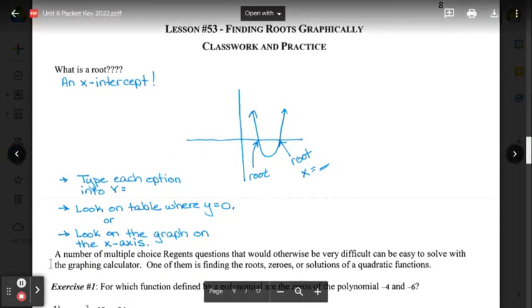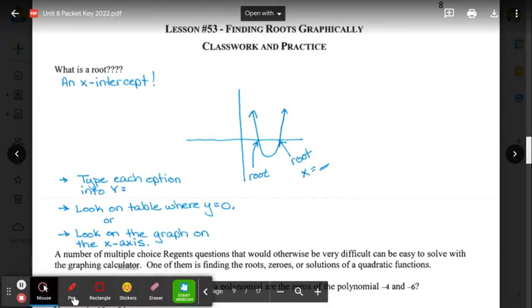So the first section, what is a root? Not much changes in algebra, but they do have a lot of vocabulary for the same thing. It can be called a root. It could be called an x-intercept.